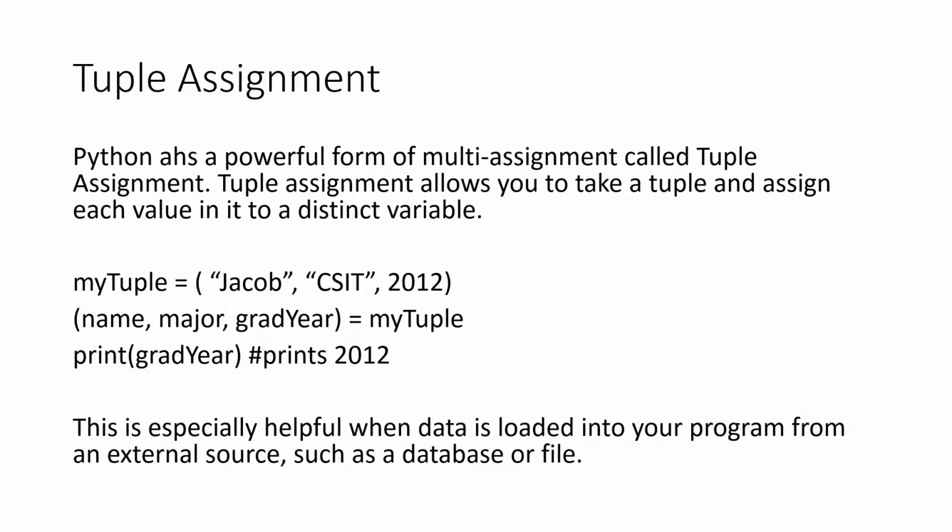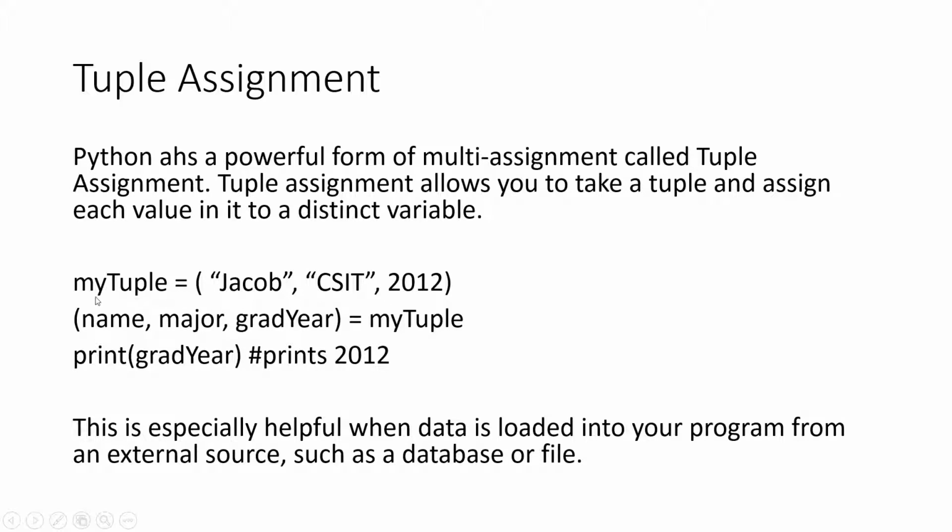Now, Python has a powerful form of multi-assignment called tuple assignment. This is one of the big draws of a tuple in Python. Tuple assignment allows you to take a tuple and assign each value in it to a distinct variable. So consider the case where we have some database that contains a list of names, majors, and graduation years. And we want to iterate through all the records in this database. Well, we can create a tuple representing one record and then use a single line of code, using tuple assignment, to assign each value in that record to distinct variables.